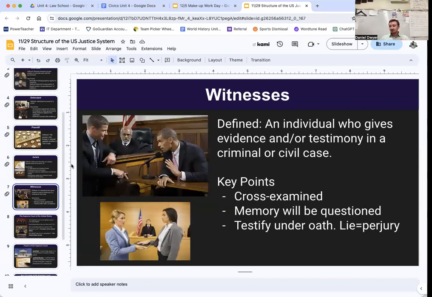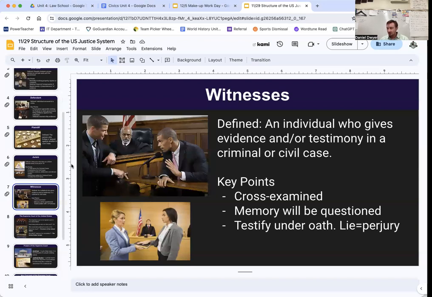Witnesses. Witnesses define an individual who gives evidence or testimony in a criminal or civil case. They will be cross-examined, meaning both lawyers, the plaintiff and the defense attorney, get to ask them questions. It can't just be your lawyer who's asking them questions.